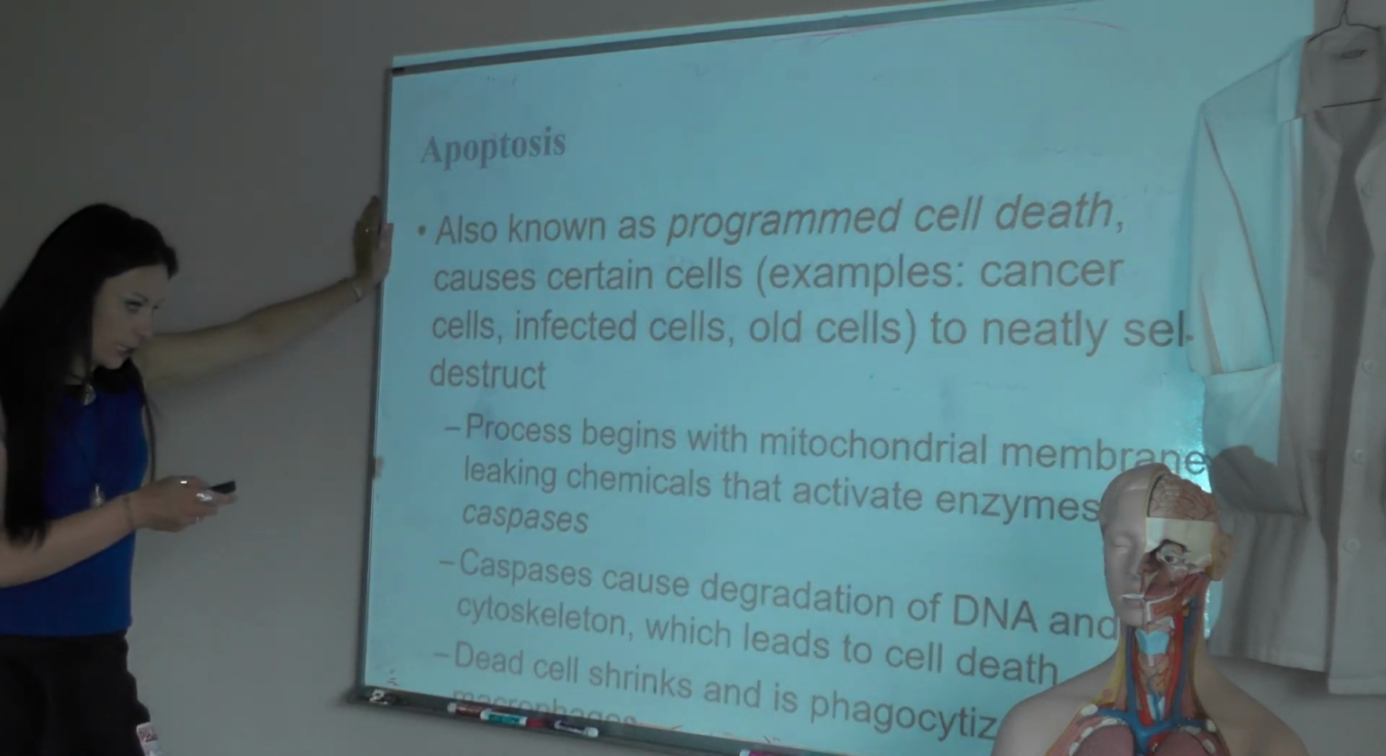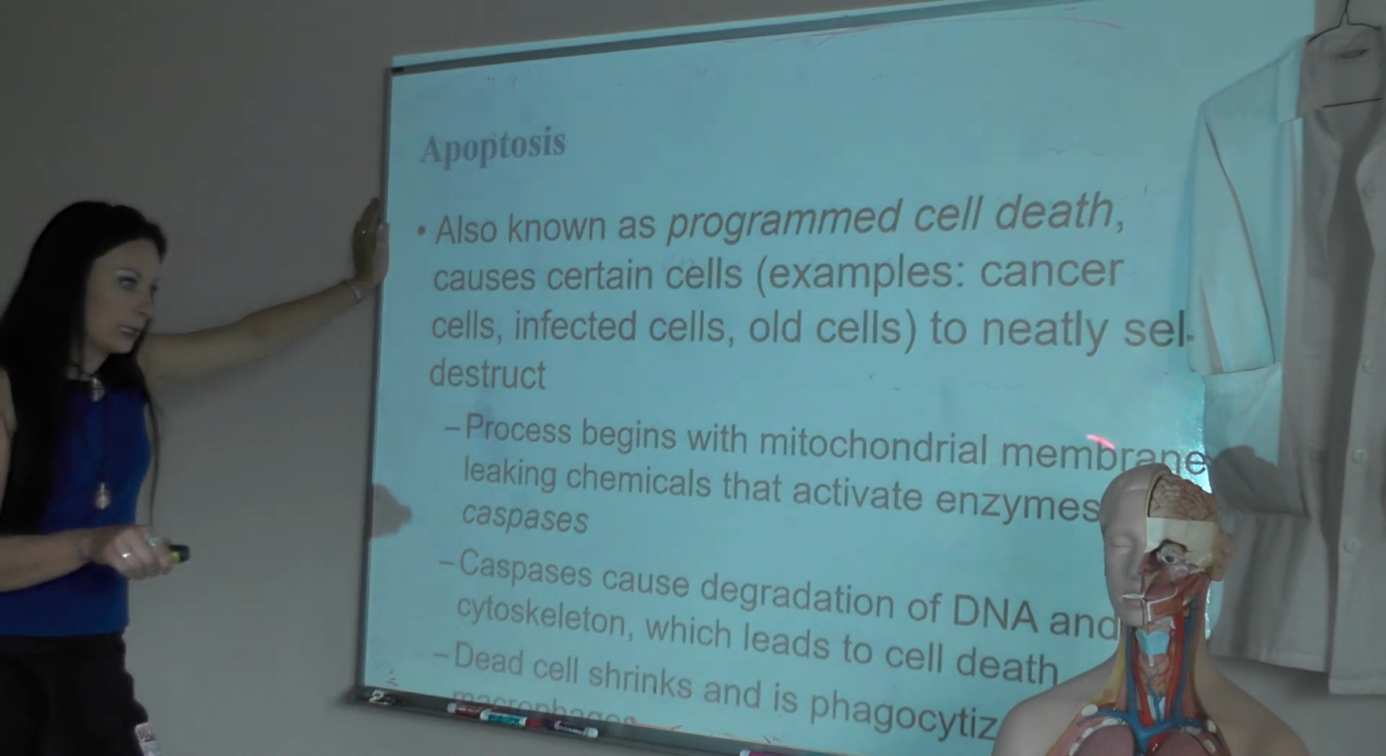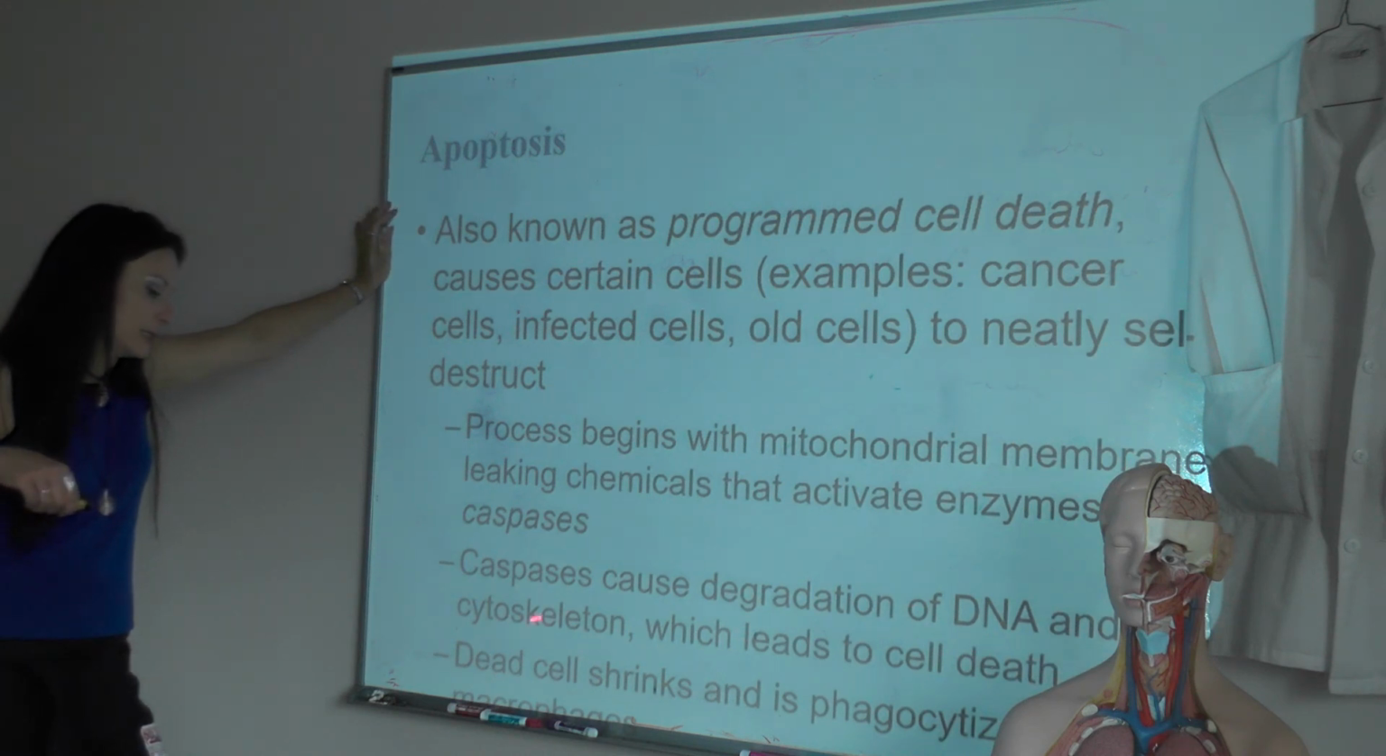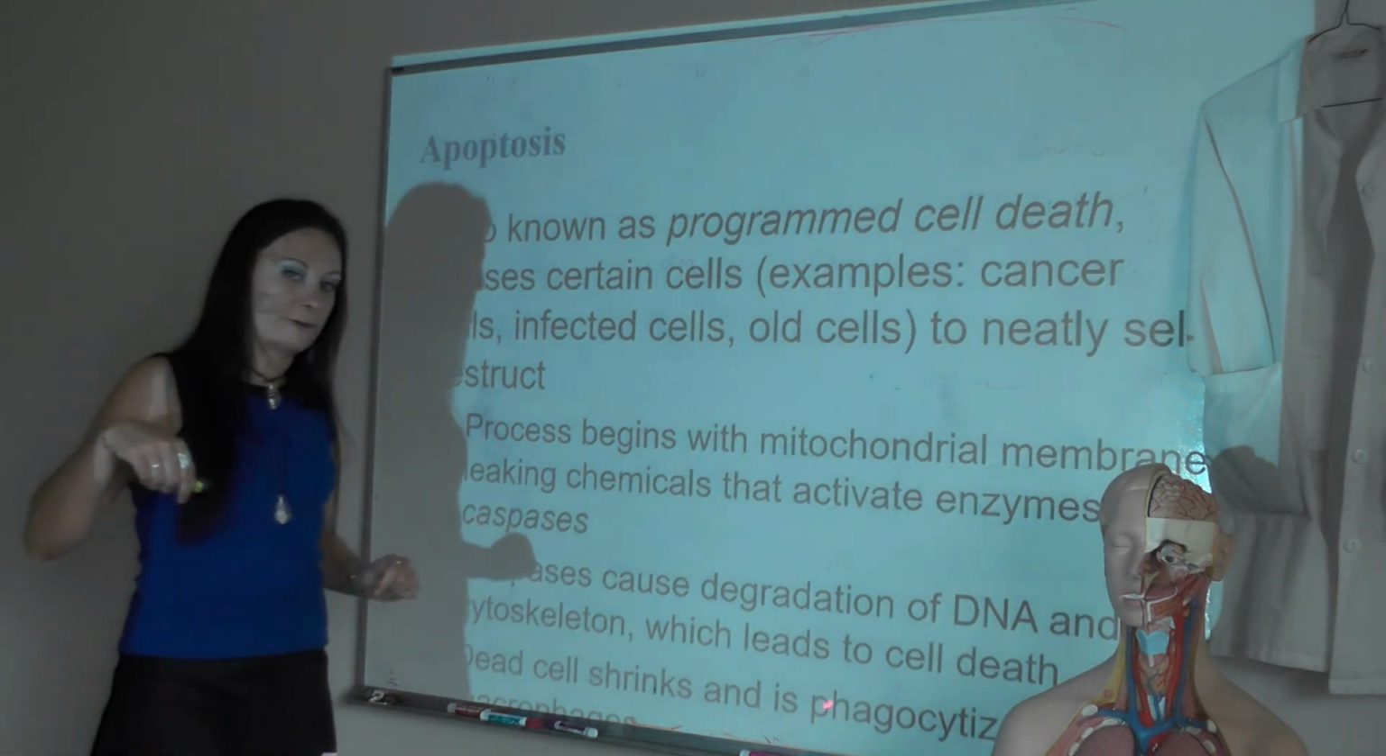So the process begins with leaking out all these chemicals that are gonna activate enzymes that are called caspases. They're gonna degrade your DNA and degrade the cell structure, which is gonna lead to cell death. The dead cell is gonna shrivel up and die. It gets phagocytized then by macrophages. So they will gobble up that shriveled up dead cell and we'll be done with it. So that wraps up the review of cells.